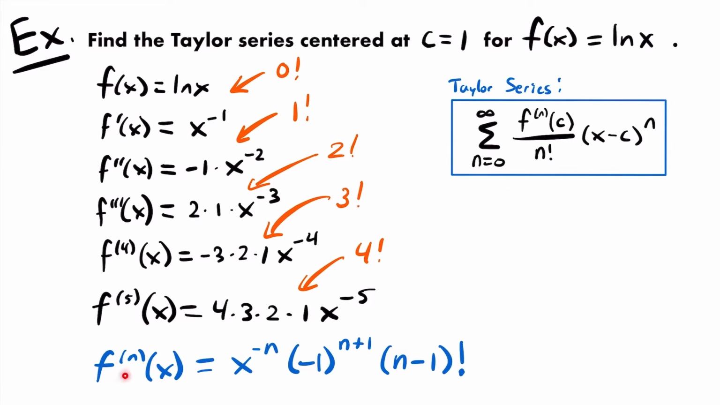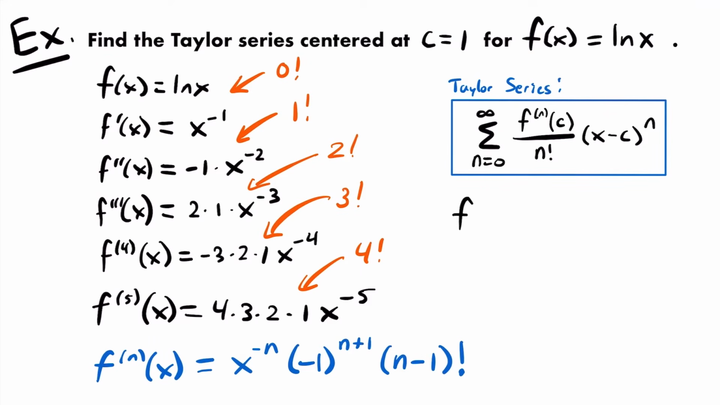Okay, but this isn't quite what we want for our Taylor series. In order to express the natural log of x as a Taylor series, specifically a Taylor series centered at 1, what we have to do is evaluate the nth derivative at c. And so, since we want a Taylor series centered at c equals 1, all we have to do is plug 1 into our nth derivative, and then we will have this part of our Taylor series, and we can write the natural log of x as a Taylor series.